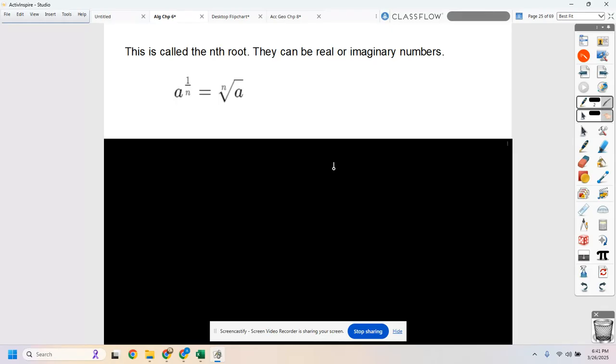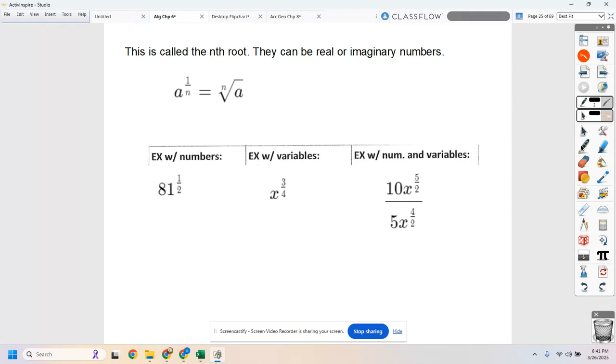Hopefully you actually pause the video and write it because I want to keep going. Okay, then let's do some examples. So first one, with numbers. So really this is the square root of 81.